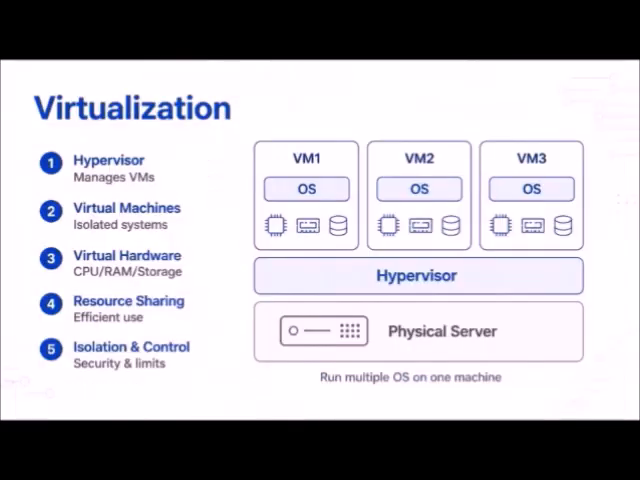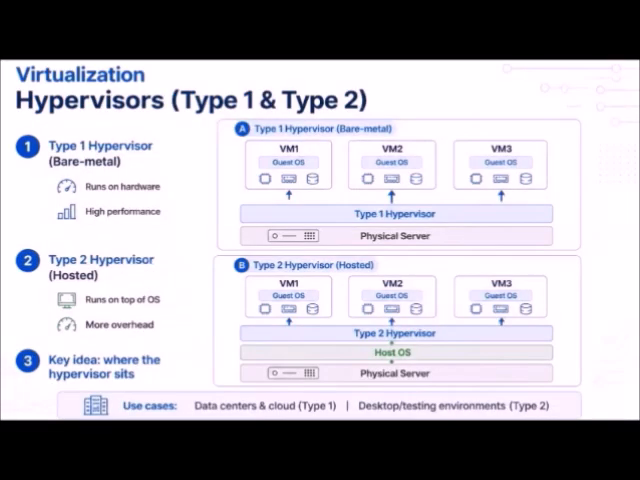4.2 Client-side virtualization. Virtualization isolates physical hardware resources into multiple separate virtual machines, VMs. Type 1 hypervisors, bare metal, run directly on the physical host hardware without an underlying operating system. They are highly efficient and standard in enterprise data centers. Examples: VMware ESXi, Proxmox VE.